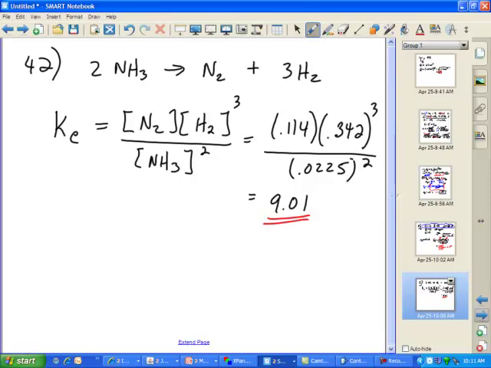Is it molarity? No, no units. We don't do units with K's and Q's.